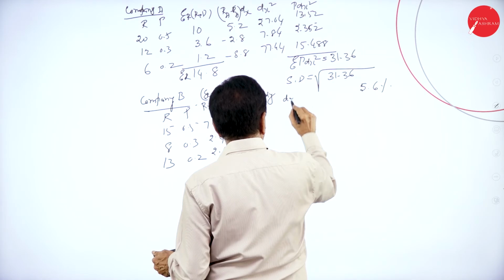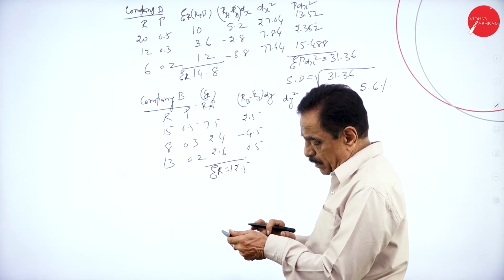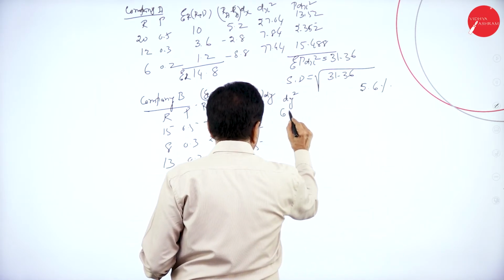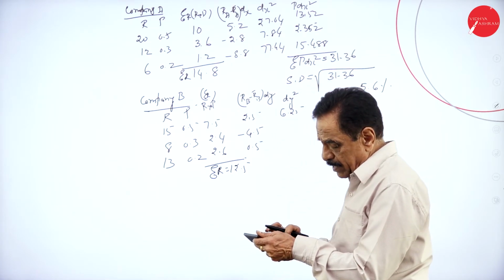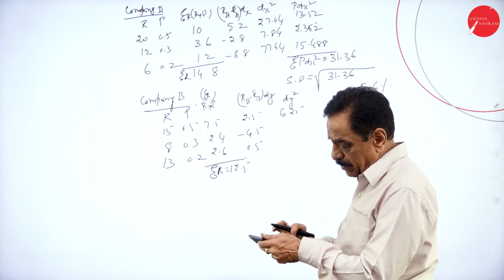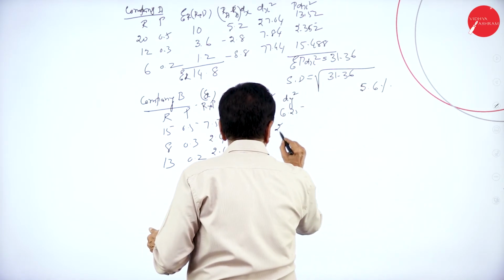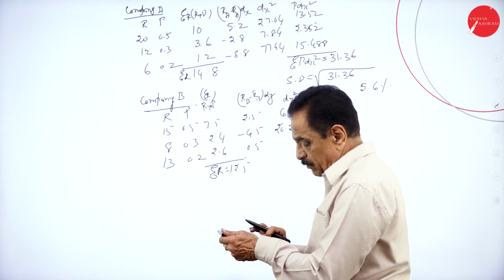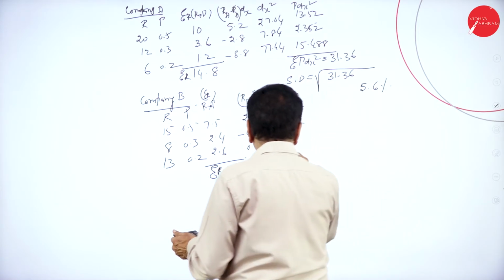dy square: 2.5 into 2.5 is 6.25, 4.5 into 4.5 is 20.25, 0.5 into 0.5 is 0.25.